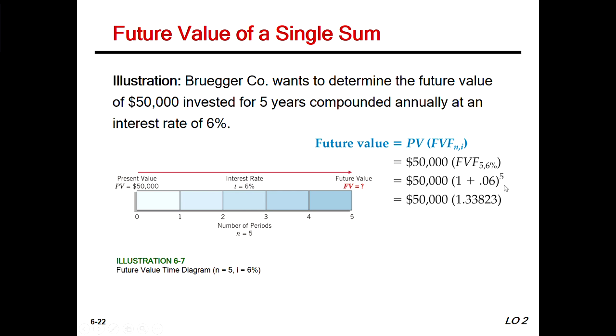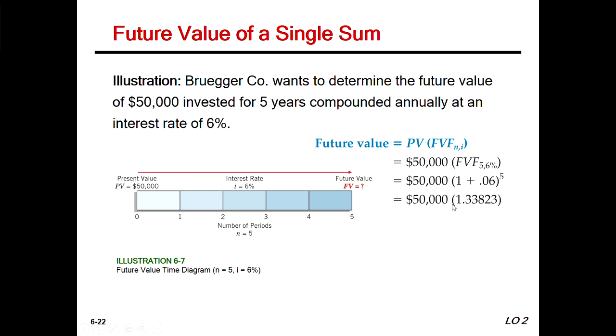Here's what they get. They did the math on it. We get the same number using our tables. If you can use the table, though, it's easier. Although if you're good at math, it might be easier to use the formula. But there's our future value factor.